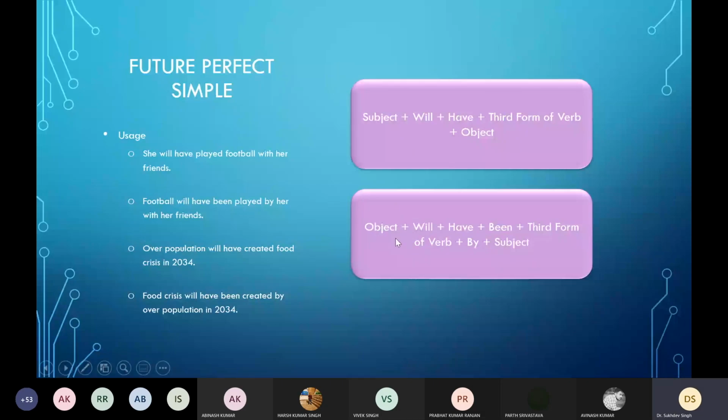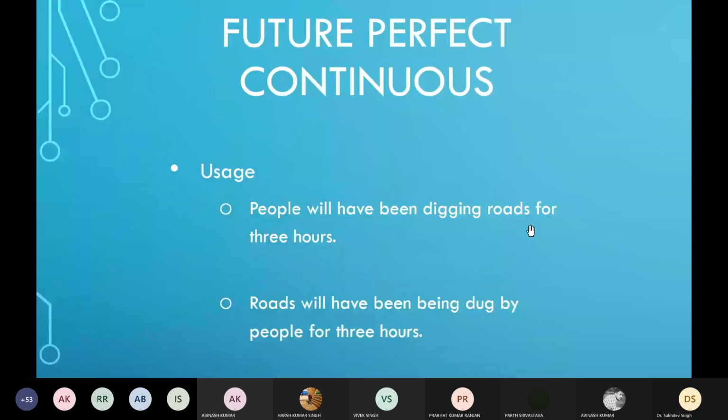Now the rule: subject plus will plus have plus third form verb plus object. Now it is converted and some reversed and some more elements are added. Object plus will plus have plus been plus third form of verb plus by plus subject. Now future perfect continuous tense. People will have been digging roads for 3 hours.